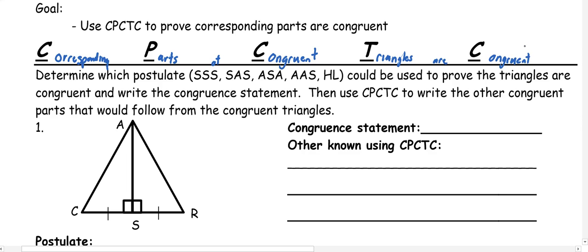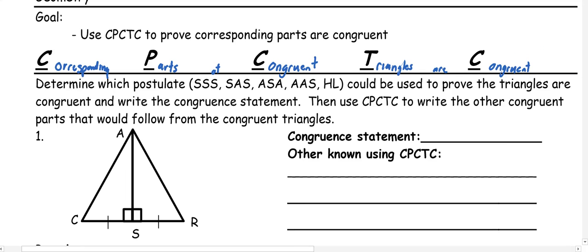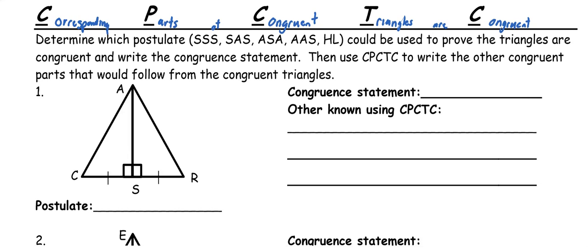Remember, when we prove that triangles are congruent, we need three pieces of information. And then after that, the other three pieces are also known to be congruent because the triangles are congruent. So first we're going to determine how the triangles are congruent. We're going to write a congruency statement and then show what else we know must be congruent. So in number one, we also know that AS is congruent by reflexive property.